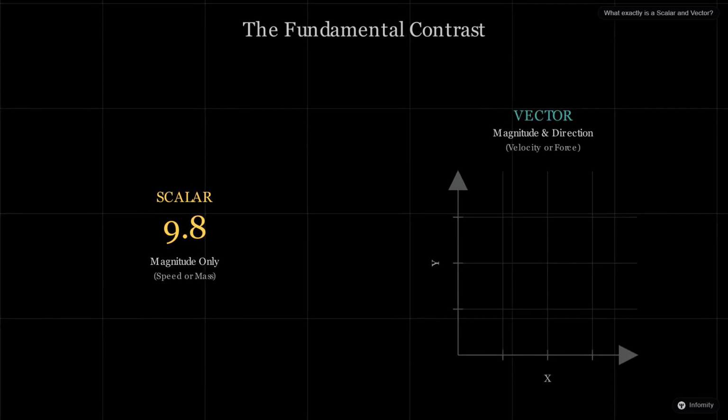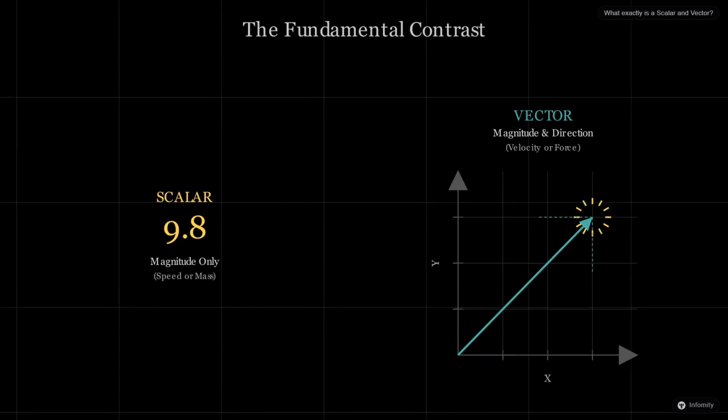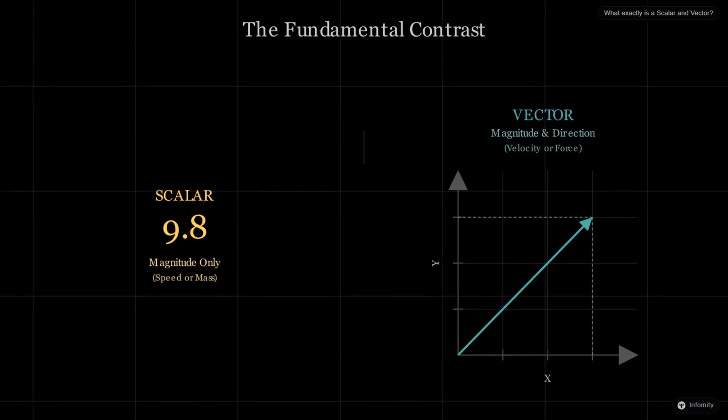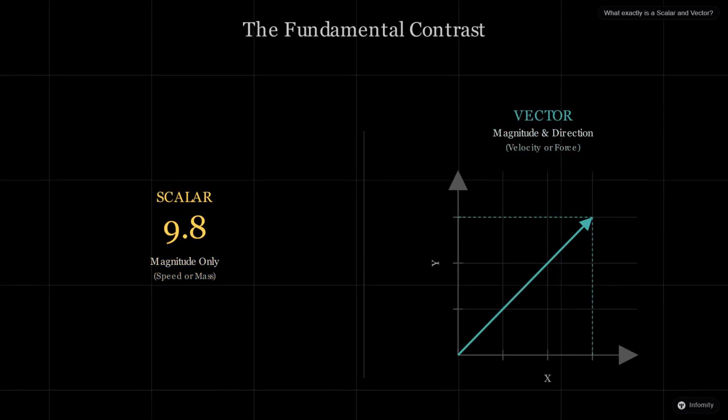Now look to the right. A bold arrow shoots outward. This is a vector possessing direction. Let us see where scalars appear in our world.